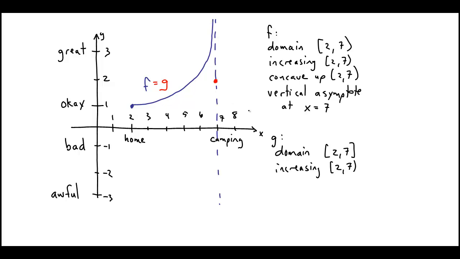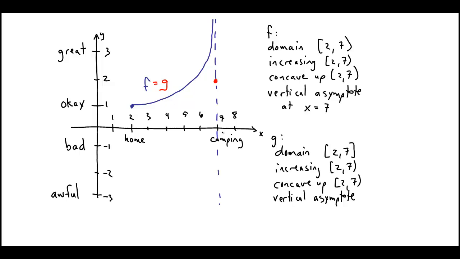When G goes camping, G gets happier and happier as it gets closer to camping, but then when it gets to camping, it's a little bit better than okay. It's not quite great. It's concave up throughout, just as f, but not at the 7, because that's a weird point. And we have the same vertical asymptote.